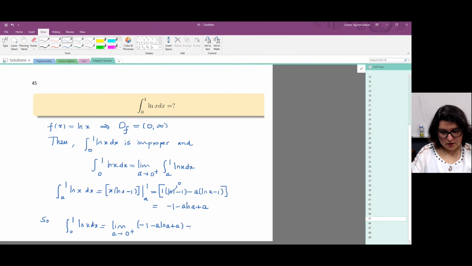And this limit actually gives us negative 1, because a is really close to 0, so this part is going to 0. Now this part, a ln of a, is a limit of the form 0 times negative infinity, because ln of something really small is very negative. But this is going to go to 0 by L'Hopital's rule, and then we have the negative 1. So what we can say is that the value of this integral is negative 1.